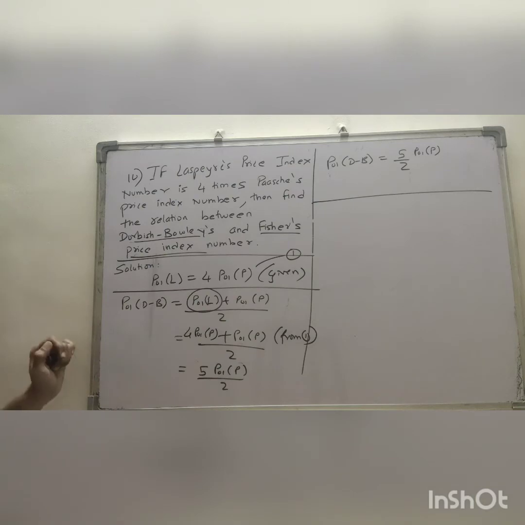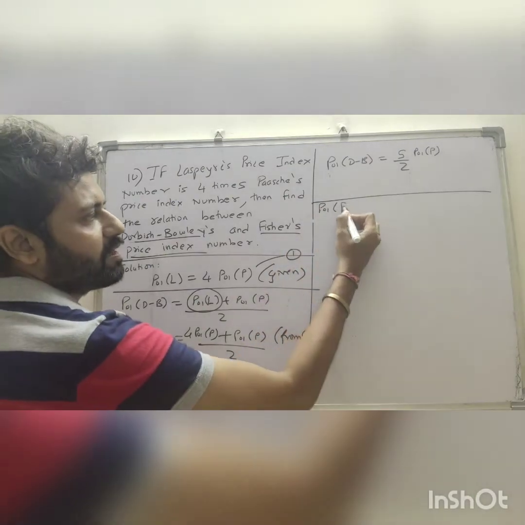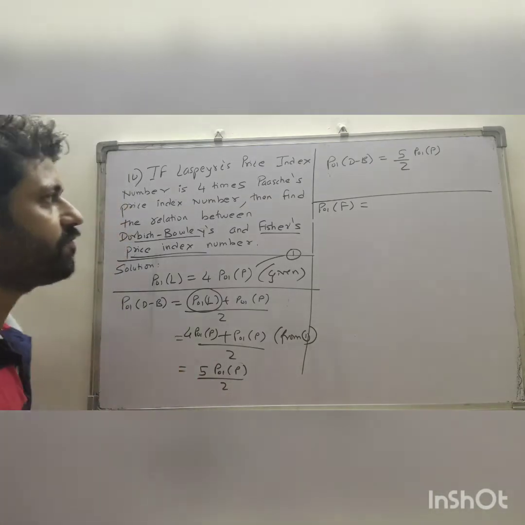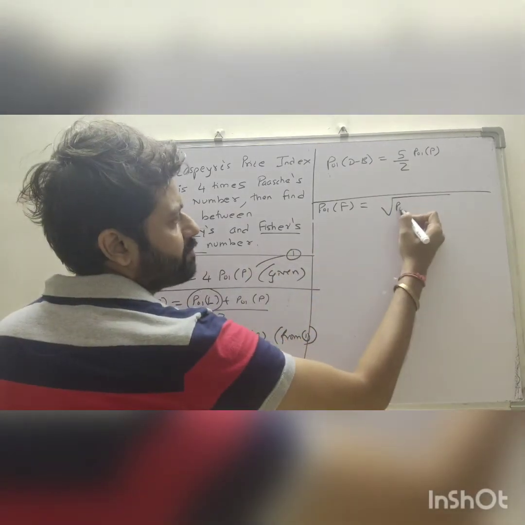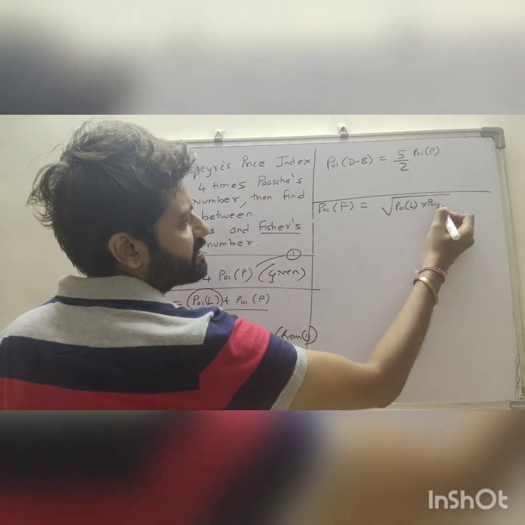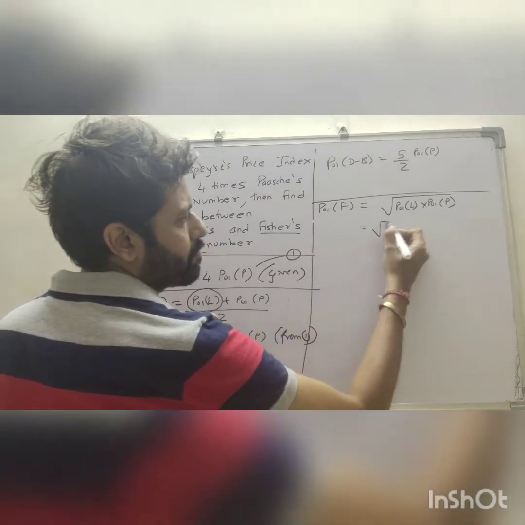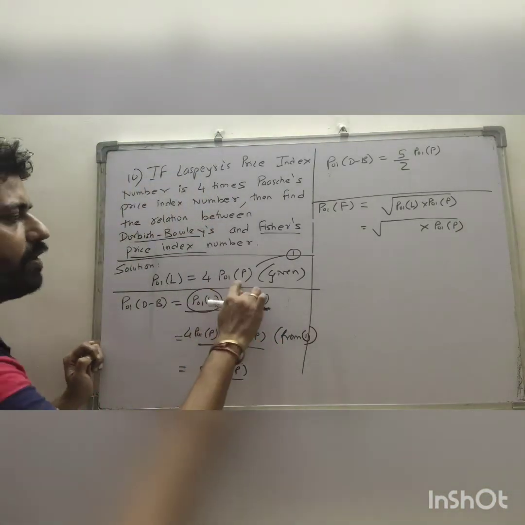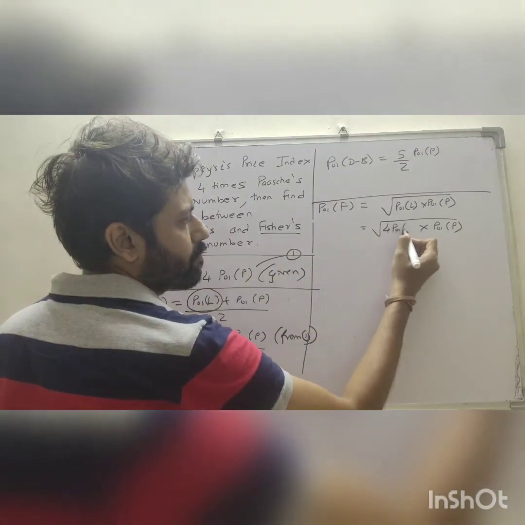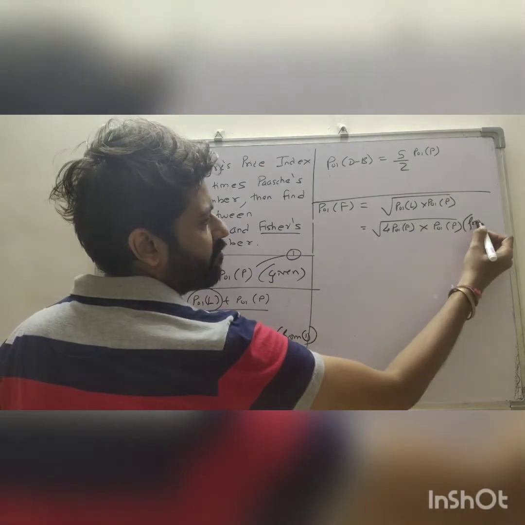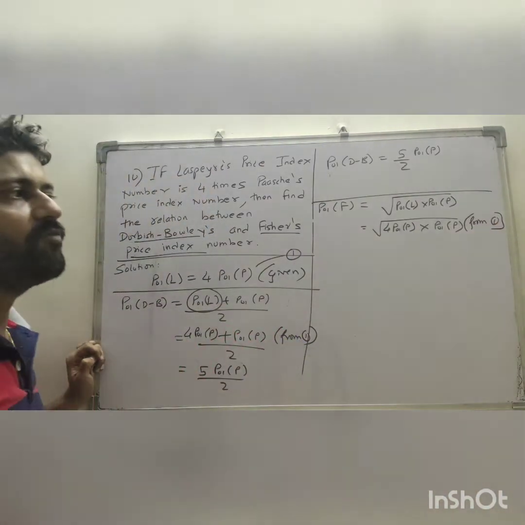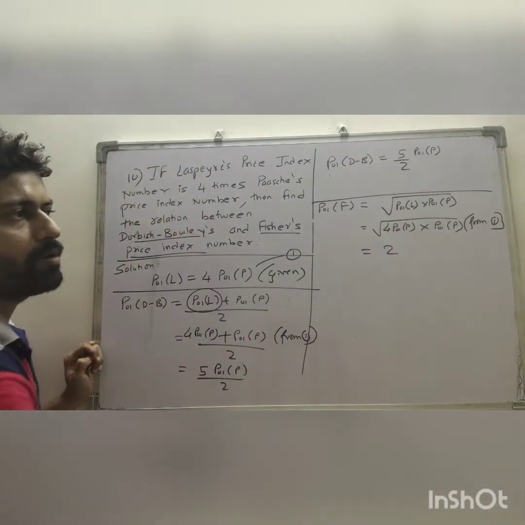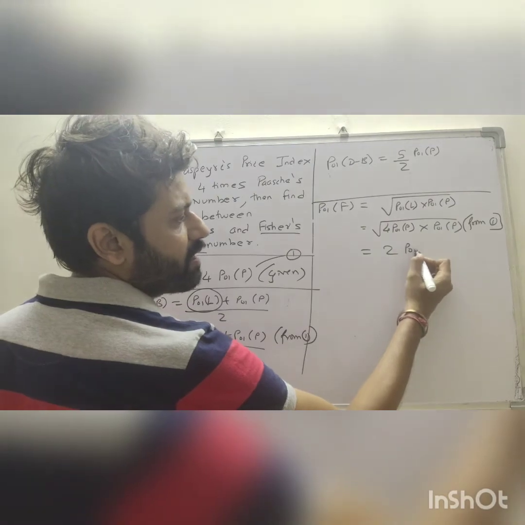After I complete Drobisch-Bowley, I move on to Fisher's. Fisher's price index number is the geometric mean of Laspeyres and Paasche's. In place of Laspeyres, I can write 4 times Paasche's. Well, the reason is from 1. 4 का स्क्वायर रूट इज 2 और ये 2 जन का मल्टीप्लाई तो स्क्वायर रूट के बाहर 1 हो जाएगा.